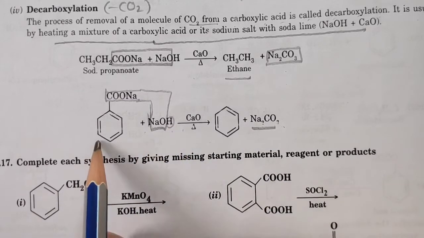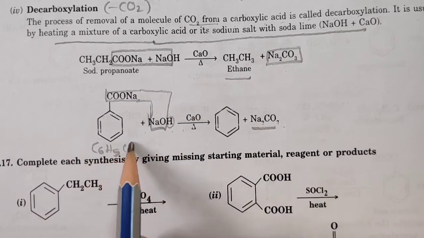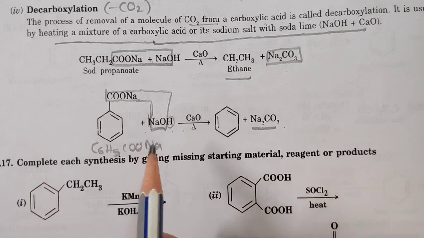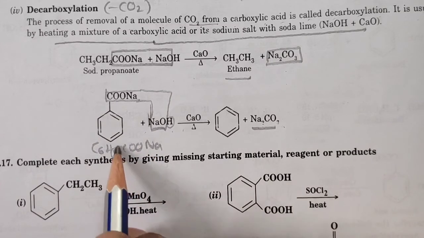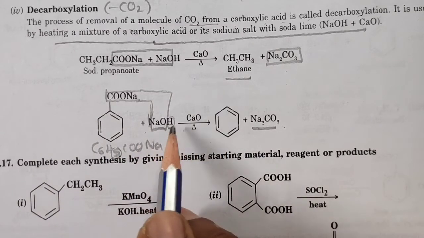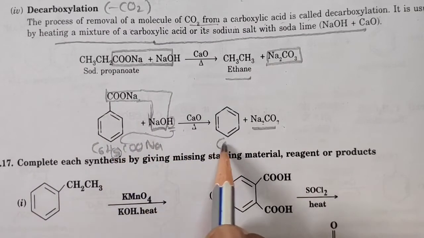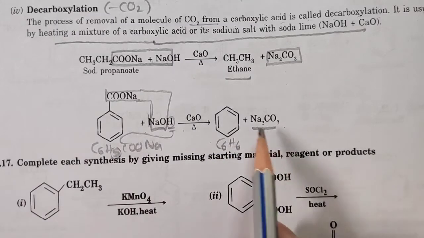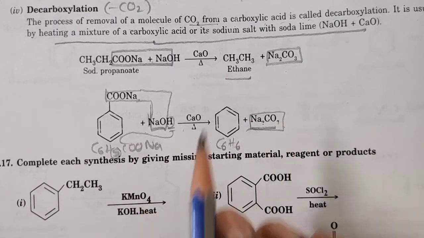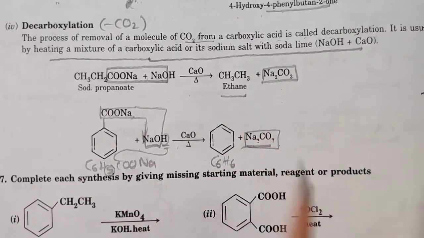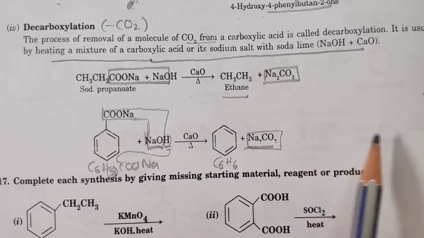What is this? This is C6H5COONa. So what will happen in this case? The COONa group will be substituted by H, so it will become C6H6, and Na2CO3 is removed. So this is a decarboxylation reaction. You can write this down, it can be asked for 3 marks also.